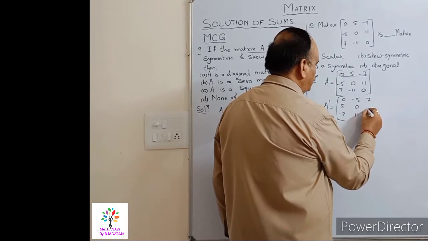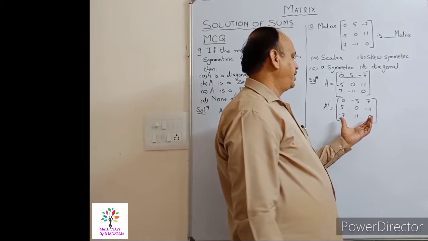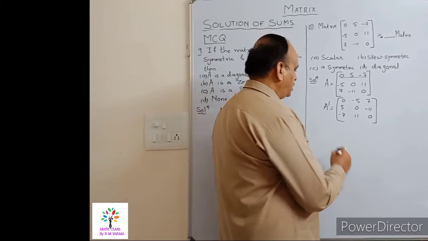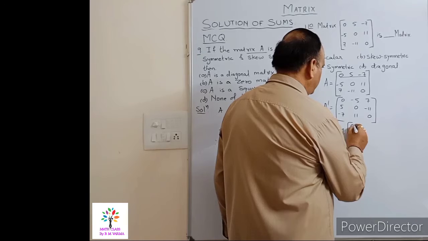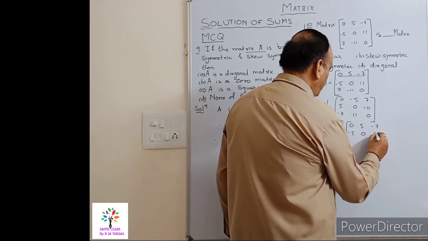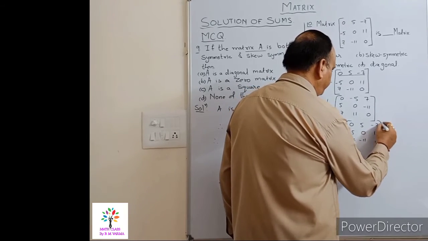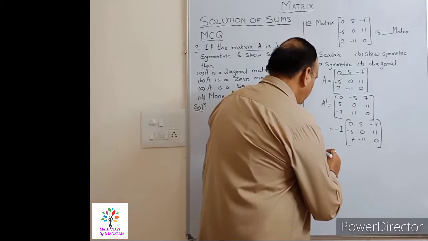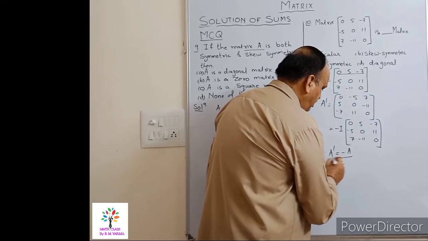Third as third column. Now if I take minus sign common out of it, I get 0, 5, minus 7, minus 5, 0, 11, 7, minus 11, and 0. Now, this looks exactly as A. Therefore, A transpose equals to minus A.